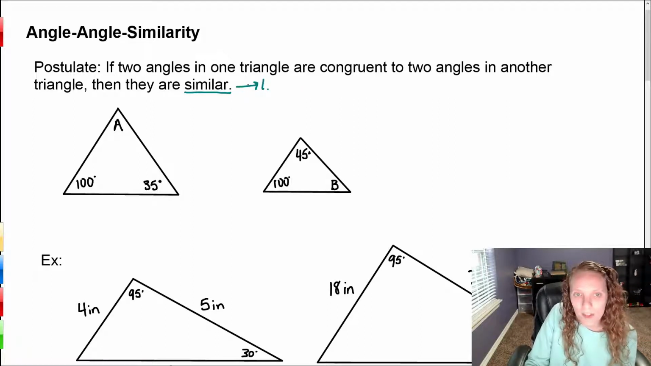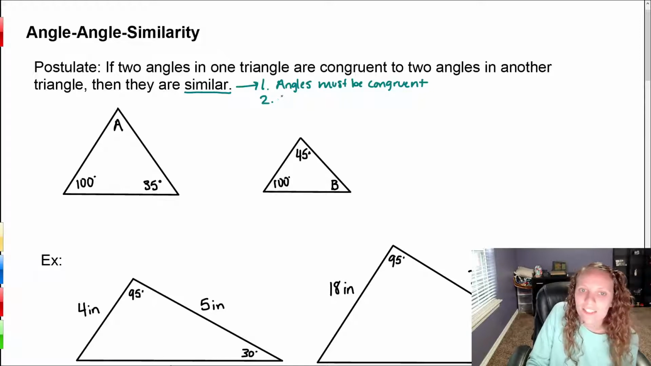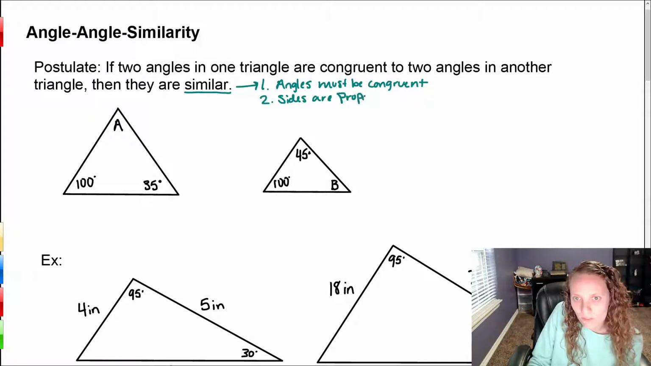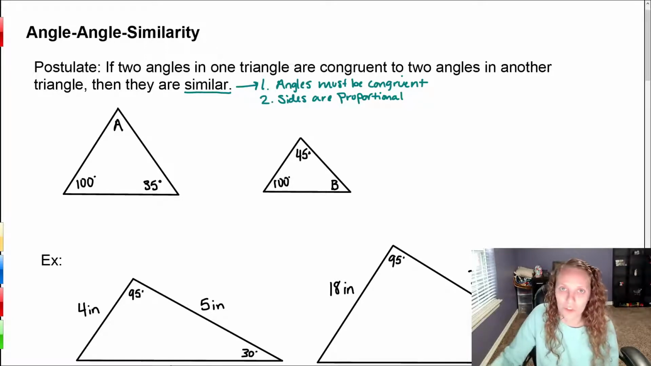One of them is for similar shapes, the angles must be congruent. And then the second thing is their sides are proportional to each other. Okay, so in order for two triangles to be similar, angles are congruent and sides are proportional to each other.